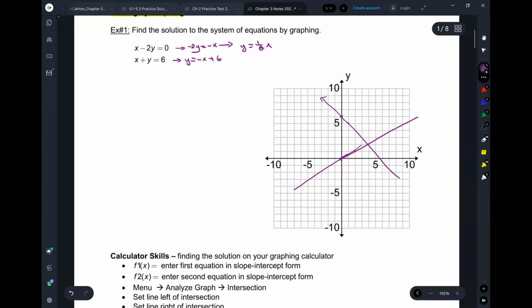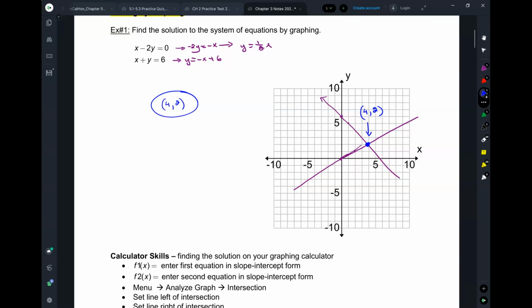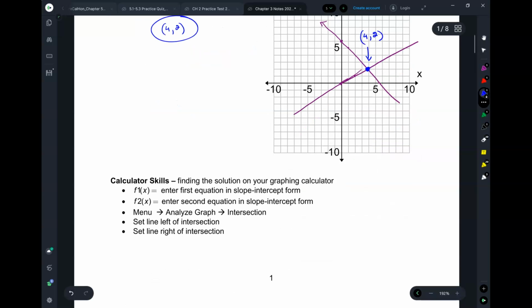When you graph, do you see how this point is where they intersect? That's the solution. That point is 4, 2. That's the solution to this, right? So for the solution, you're going to say 4, 2. All right? Okay, now go ahead and take out your calculators.